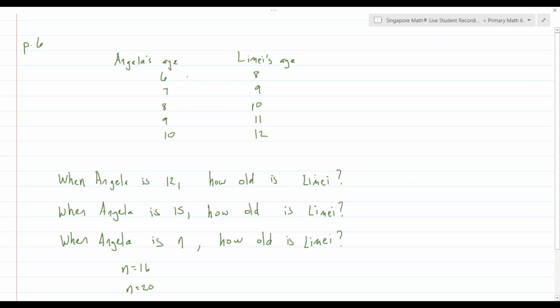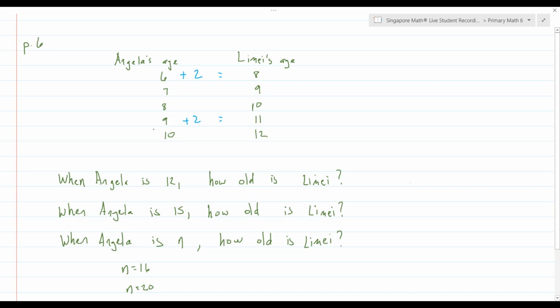What we can notice here, and this happens all the time, is that I bet you know somebody that is 2 years older or maybe 2 years younger than you. 6 plus 2 is 8, but when Angela turns 9, 9 plus 2 is 11. Every year, both of them add 1 year to their age, each of them goes up by 1 every year, and that means that Lamai is always Angela's age plus 2.